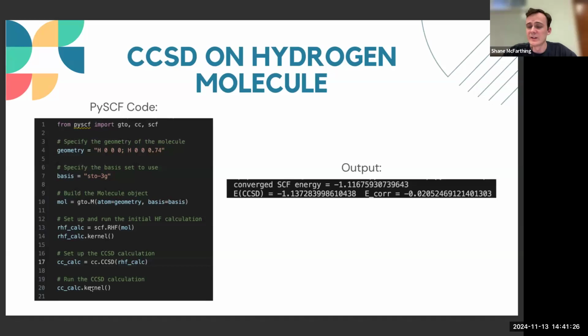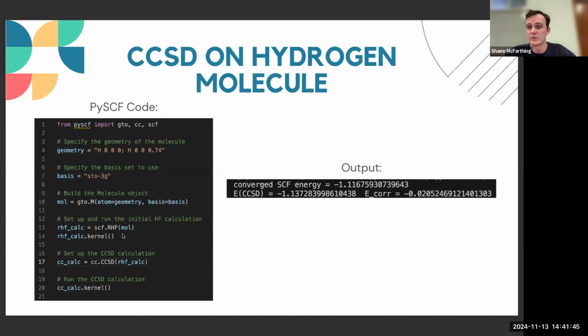But so an example of how you can run a CCSD calculation with PySCF, it has the same steps. You'll see it's a common trend. In order to simulate a chemical system, you have to specify that system. So we do have the geometry. You have to specify the basis set so that we know how we can describe the orbitals.